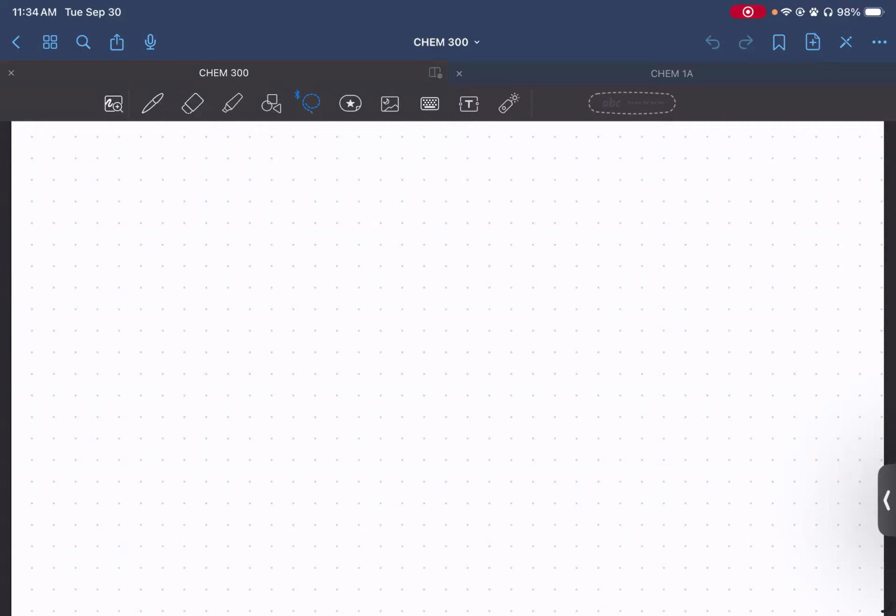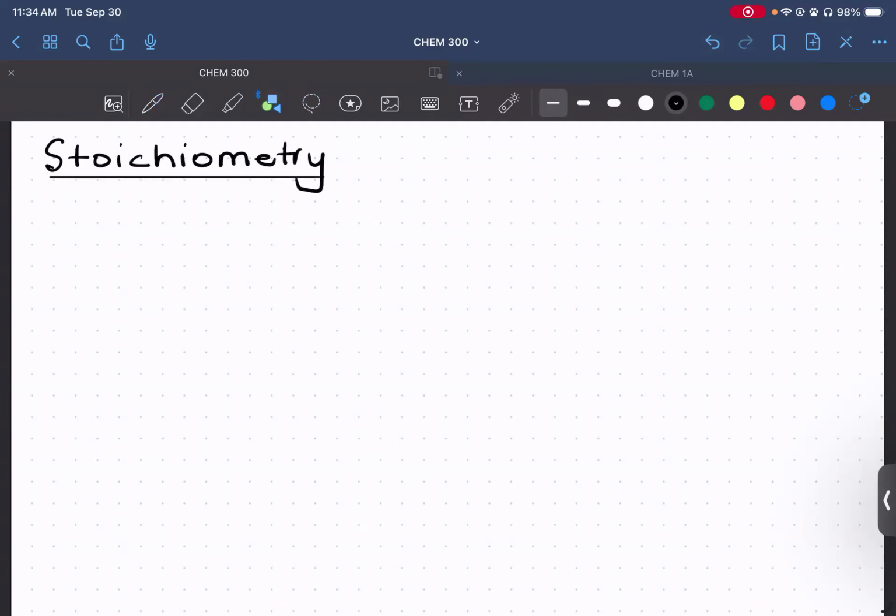So today's topic, we are starting off with the idea of stoichiometry. Stoichiometry is sometimes referred to as mole ratio. The two phrases can be thought of as interchangeable. Now, the idea behind stoichiometry is simply ratios and proportions.